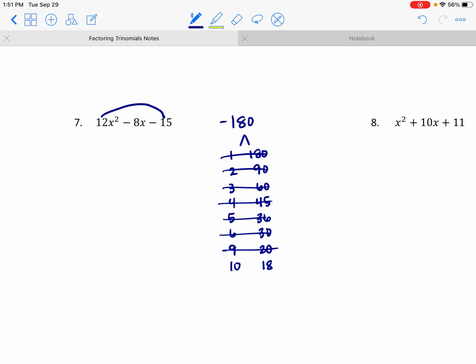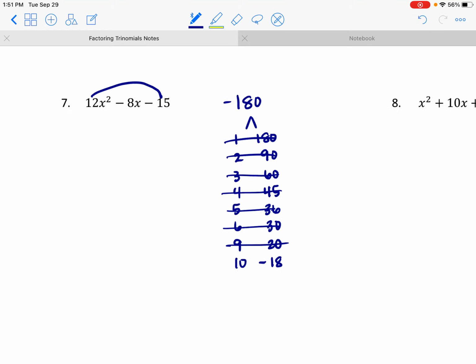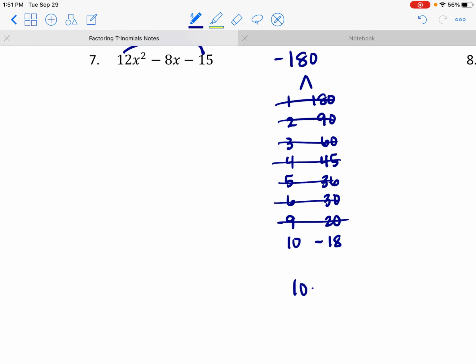The 10 and the 18, sorry. So I'm going to make the 18 negative. That way when you add 10 and negative 18, you get the negative 8 that's in the middle. Now both of these have to be divided by 12. So divide by 12, divide by 12. This time both fractions reduce.